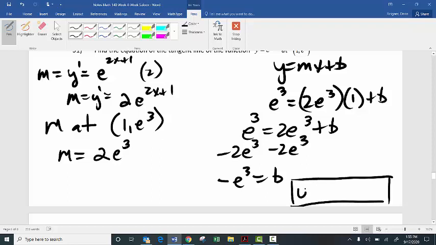So the formula for the tangent line is y equals, the slope was 2e cubed, put an x there, and then your b is negative e to the third. So when you do a tangent line problem like this, the line does have a weird looking formula for the tangent line.